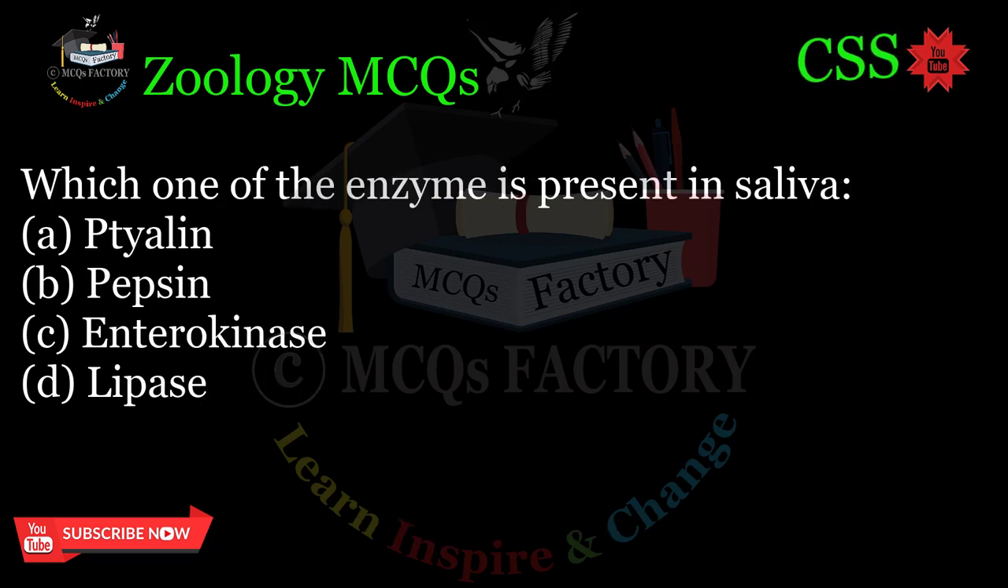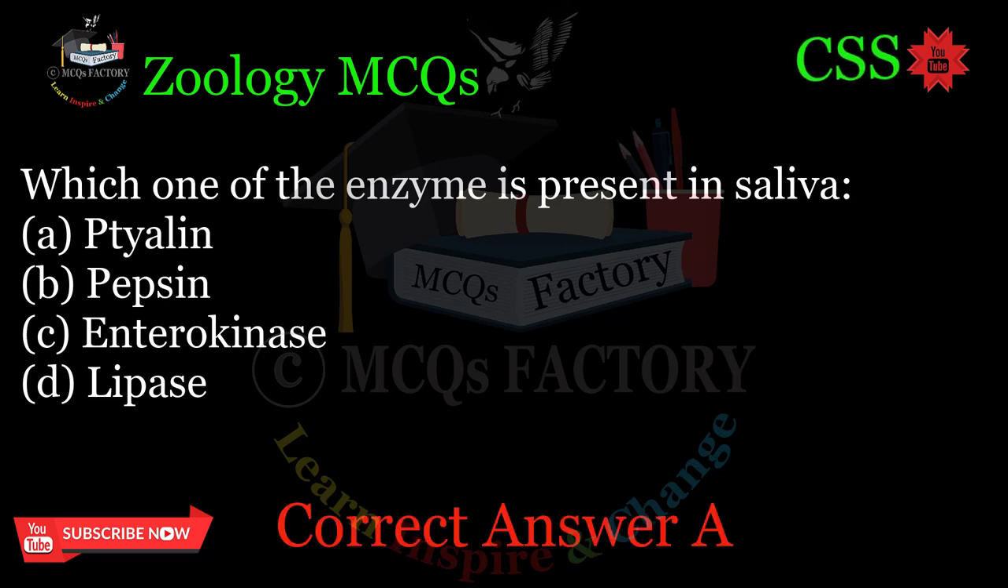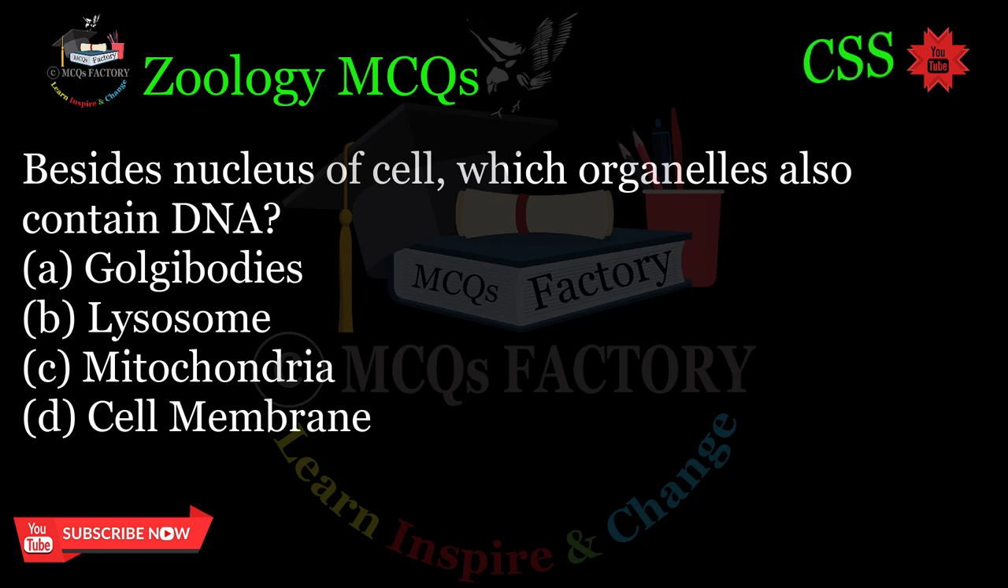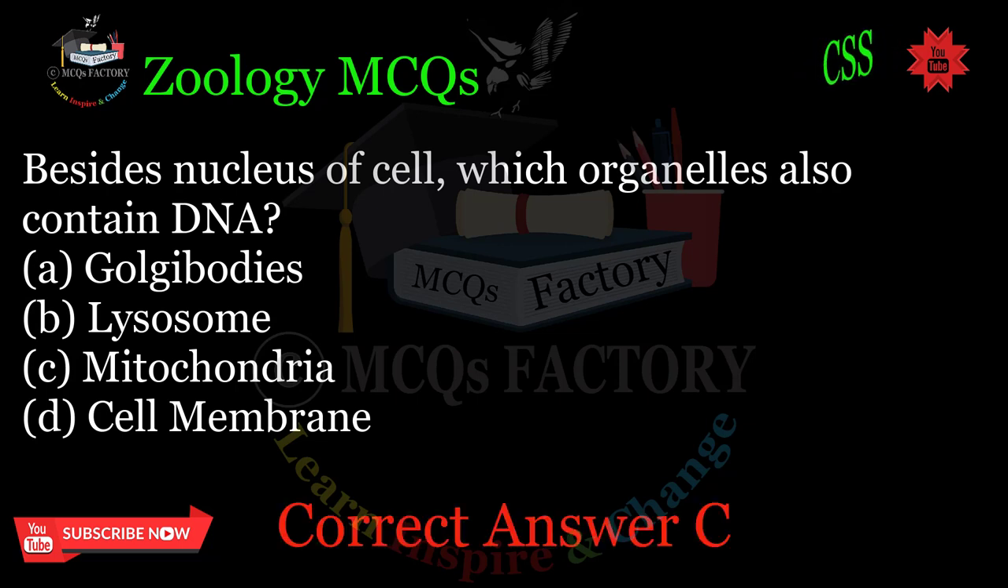Which one of the enzymes is present in saliva? A. Ptyalin, B. Pepsin, C. Enterokinase, D. Lipase. Correct answer A. Besides the nucleus of the cell, which organelles also contain DNA? A. Golgi bodies, B. Lysosome, C. Mitochondria, D. Cell membrane. Correct answer C.